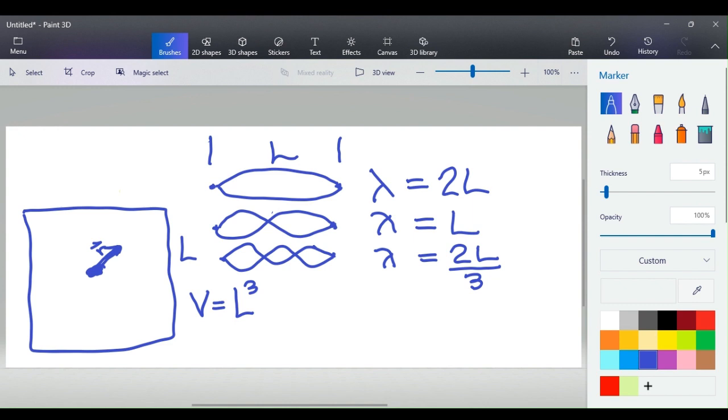Now, how do we make this into a more general looking thing? Well, let's see here. What do we want to do? I think what we want to do is look at k equal to 2 pi over the wavelength.